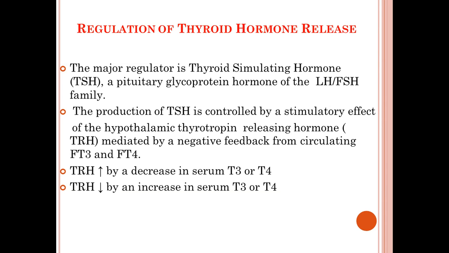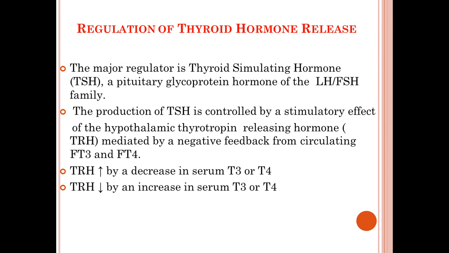The control of thyroid hormone. The thyroid stimulating hormone stimulates the synthesis and release of thyroid hormone from the thyroid gland. As we know, TSH secretion is from the anterior pituitary gland and it is controlled by the thyroid releasing hormone, and its level is also affected by the level of the circulating thyroid hormone.